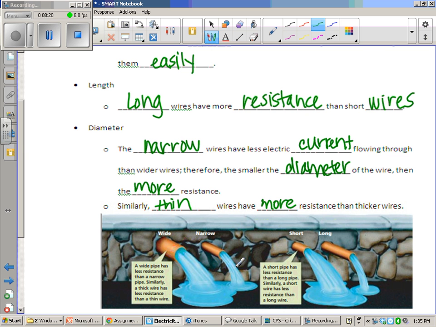So the more narrow the wire, the less space it has, the more constricting it is, and the better chance that your electrons are going to be running into something else, causing greater resistance than if they have more space with a wider diameter of a wire.